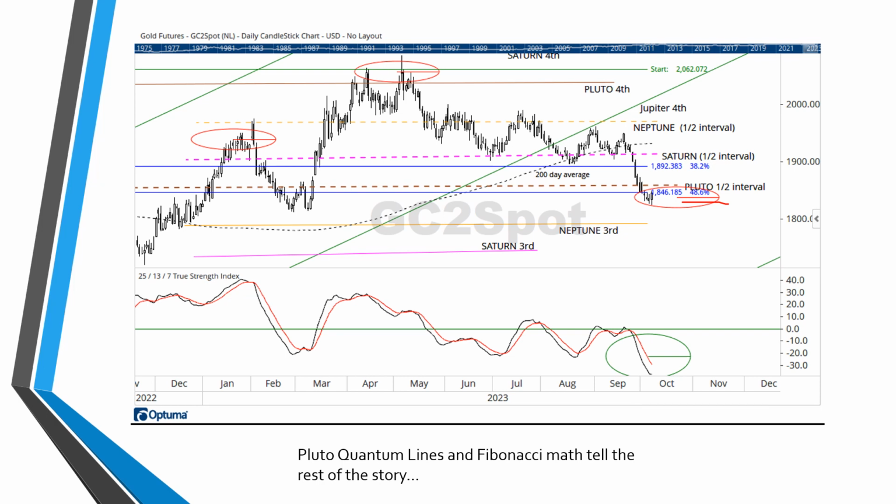I pay close attention to Fibonacci retracements. I take them very seriously. And the fact that we are sitting on top of a Pluto half interval quantum line, and at the same time we have retraced Fibonacci 48.6% of a prior rally, and we've also got the true strength index in oversold territory, I would not be shocked to see it start to hook around and in the coming week or so give us a bullish crossover and a trend change. So let's take a look at why else I think that could happen.